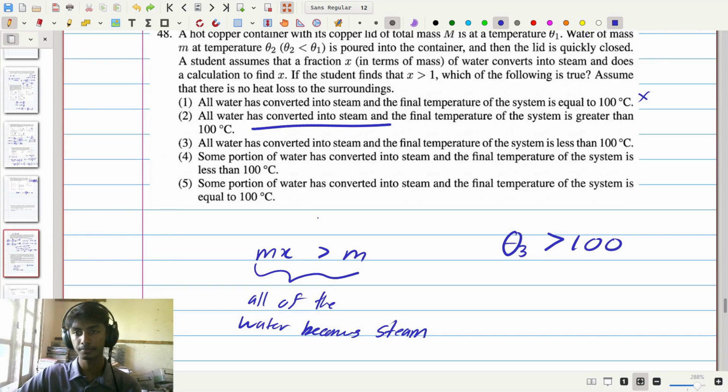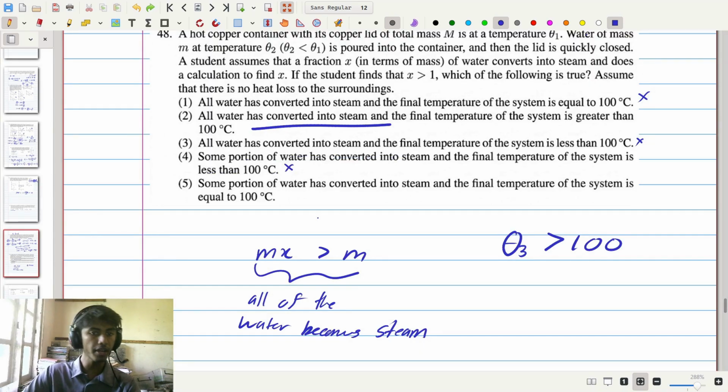So 3 is wrong. Now moving on to 4. 4 says some portion of the water has converted into steam, which is not correct, because all of it should convert into steam, and it also says the final temperature of the system is less than 100, which is also not correct. So both of the statements here are incorrect.